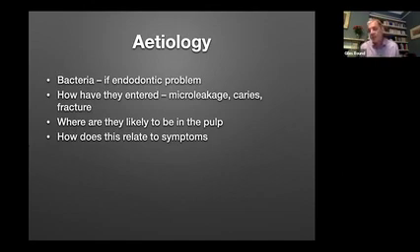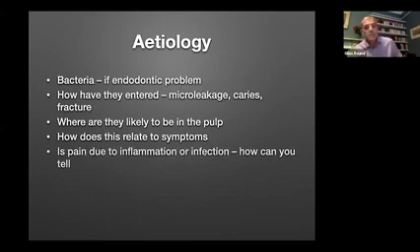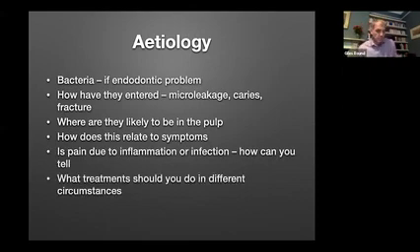Coronal bacteria, they're nice and easy to get to. So those are the ones that we can wash out really easily in the coronal part of the tooth. But as they progress down and migrate, those areas are more difficult to get to. If we know we've got a long-standing infection, then we've got more strains of bacteria in a more difficult to get to area. And that directly relates to the symptoms that we've got.